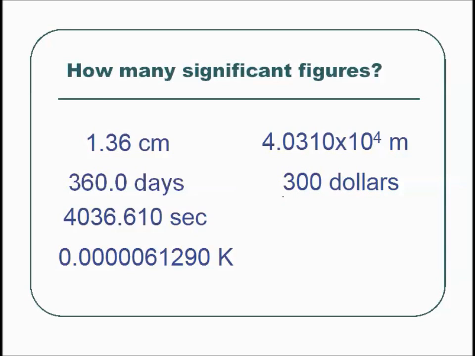300. One significant figure. If I did not write those 2 zeros right there, it changes the value of that number. And as a result, it is not significant. I had to put those zeros there to keep that number at 300.